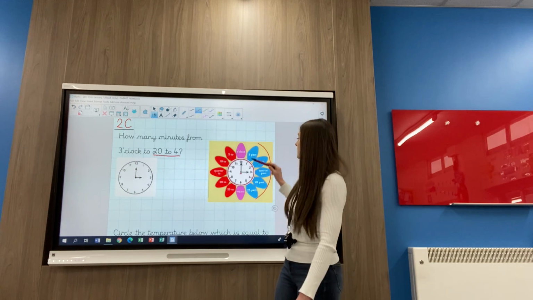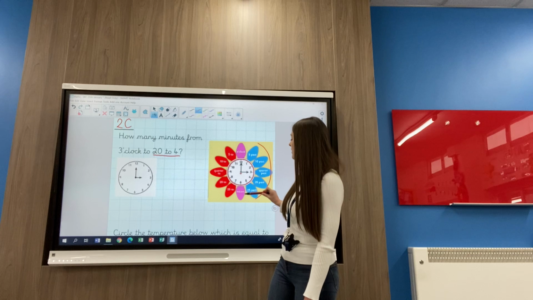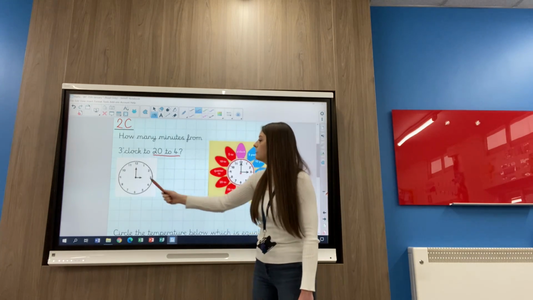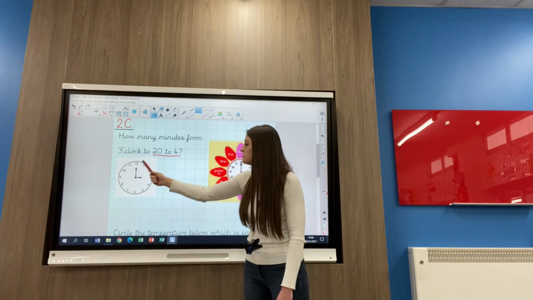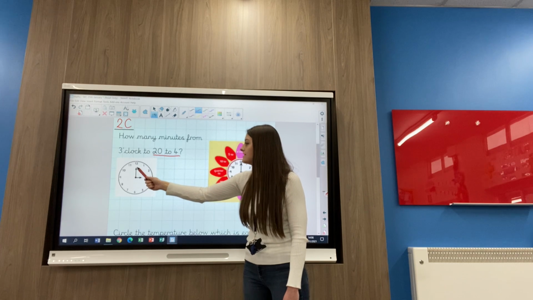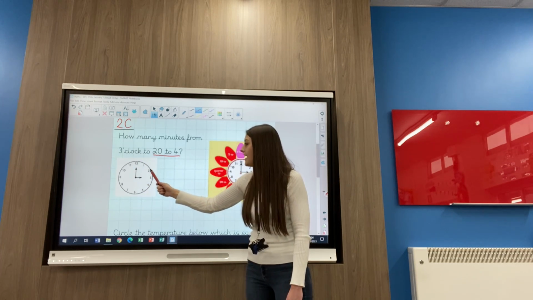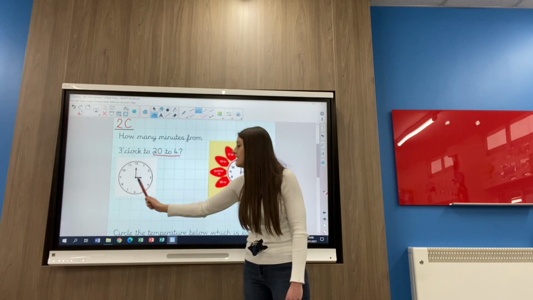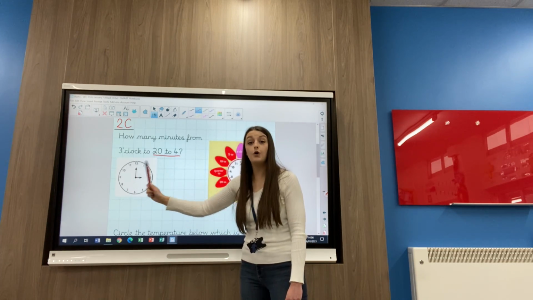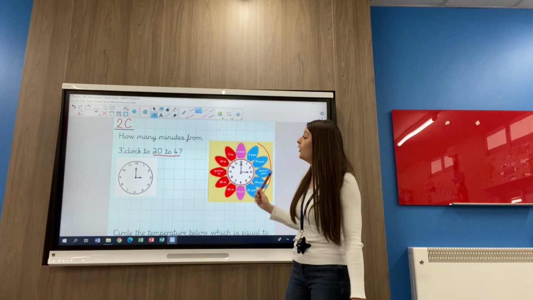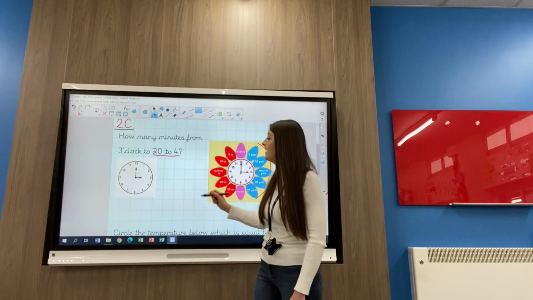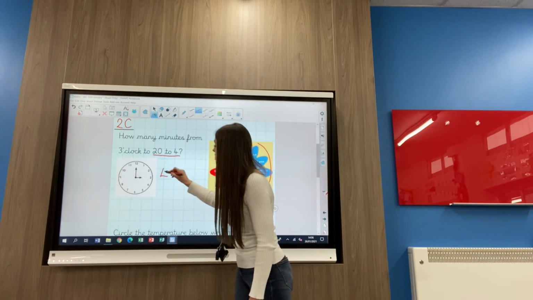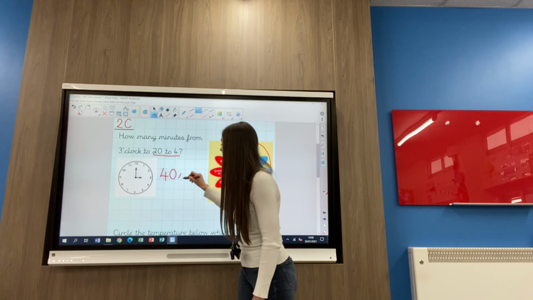So what we're going to do, we're going to count around using this clock here to 20 to 4. So there's my minute hand. It needs to go all the way around to 20 to 4. Let's count. 5, 10, 15, 20, 25, 30, 35, 40. So it's going to take 40 minutes. It's 40 minutes from 3 o'clock to 20 to 4, okay?